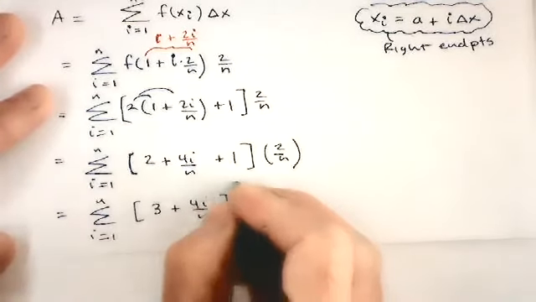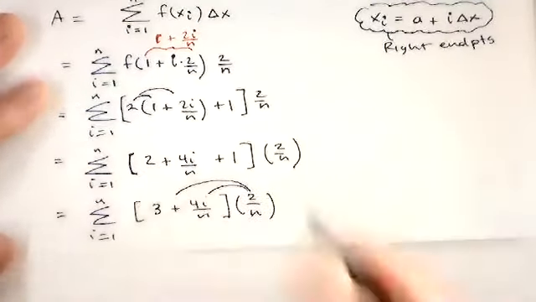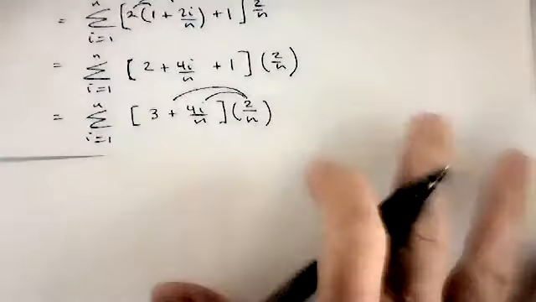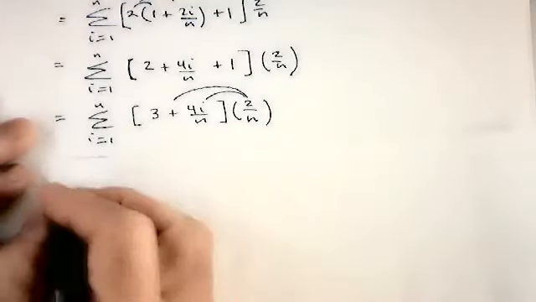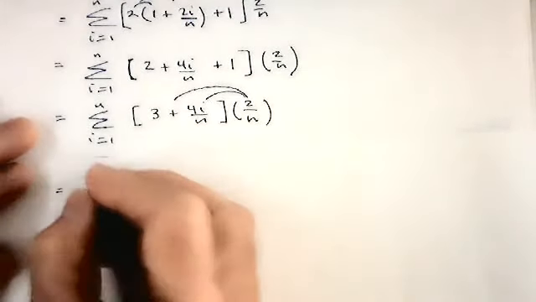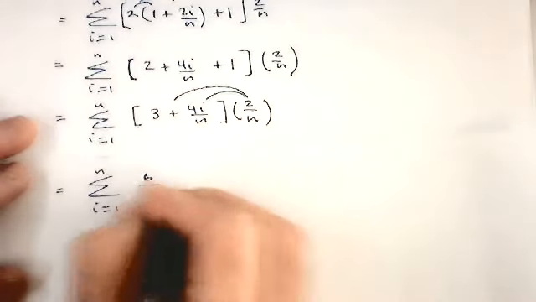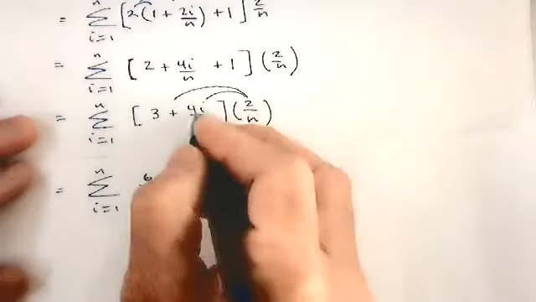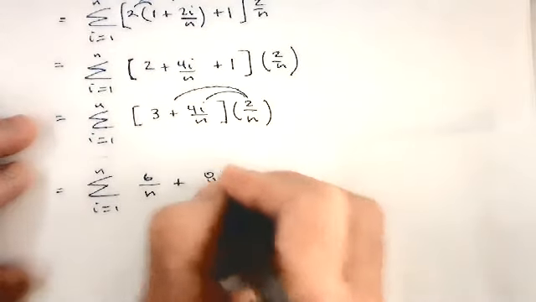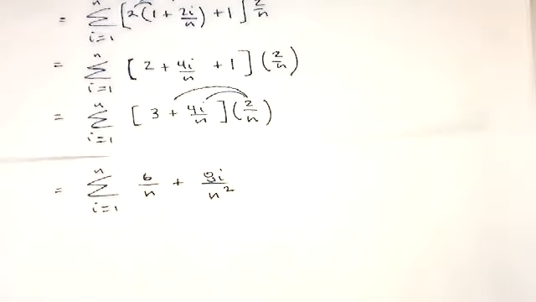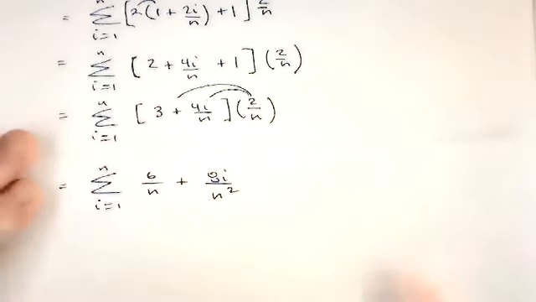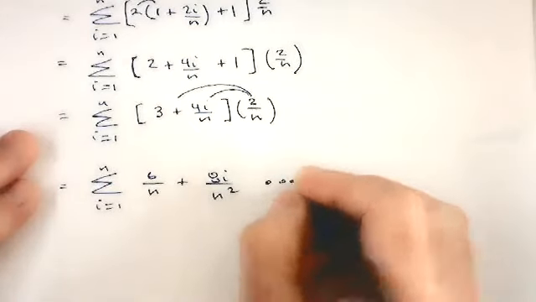And then lastly, let's go ahead and distribute this. I'm going to have to move on to my next piece of paper here. So if I do 2 over n times 3, that's going to give me 6 over n, and then 8i over n squared. And at this point, here's what you're going to want to then keep in mind. Remember that we have those formulas.